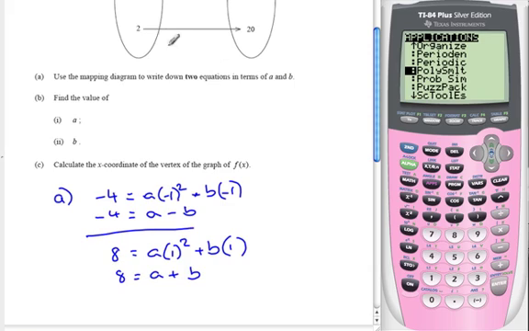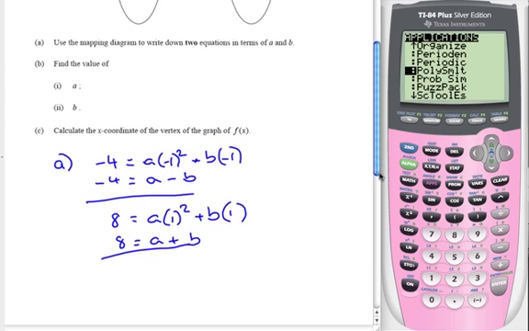Of course I could also use the third one down here, 20 equals a times 2 squared add b times 2, but the question only asks for 2, so I'm just going to do the first two. Find the values of a and b.